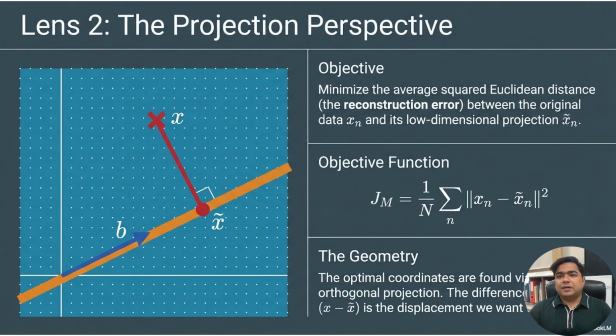The geometry is based on orthogonal projection. Orthogonal means perpendicular. So, the shortest distance from a point to the subspace is the perpendicular distance. PCA chooses the subspace that makes these perpendicular distances as small as possible. This viewpoint is very intuitive. PCA is not only maximizing information, it is also minimizing what we lose during compression.